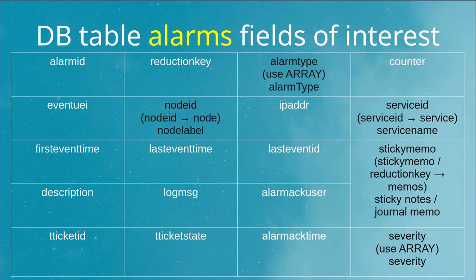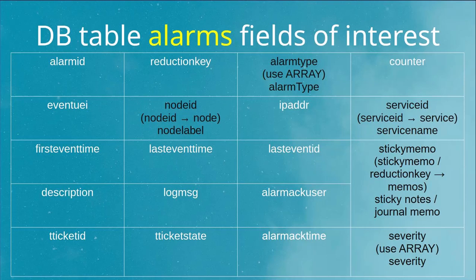Recall from Part A that only one record was used to store all sticky memos associated with an alert. The reduction key will be used to extract the journal memo from the memos table. Recall from Part A that only one record was used to store the journal memo for a reduction key.